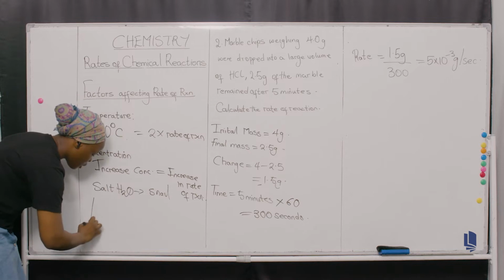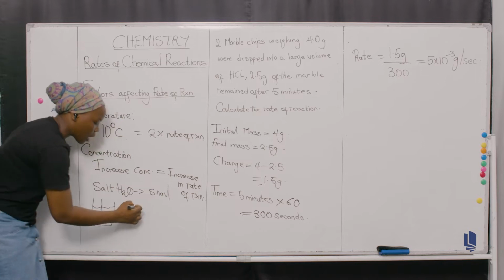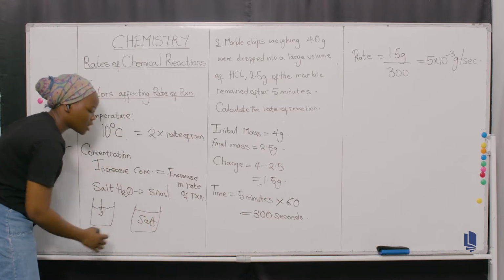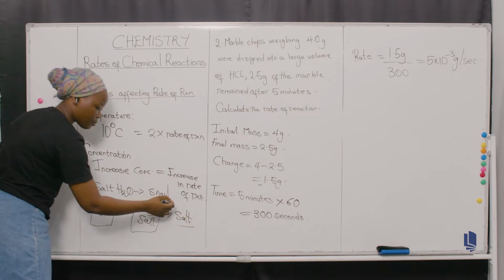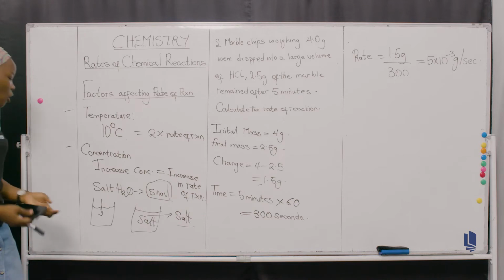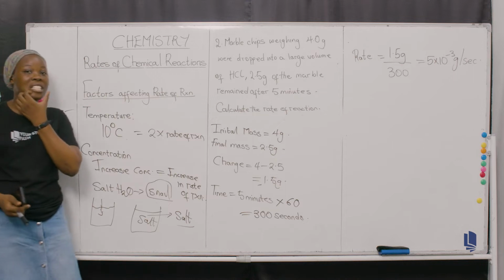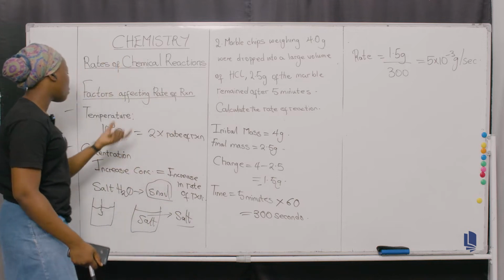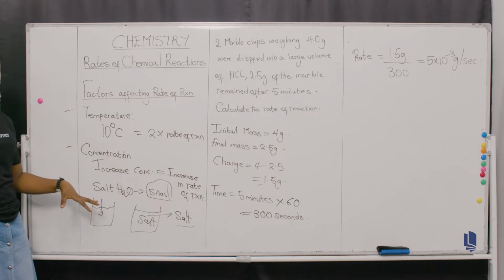If to a bowl of water, you add just a pinch of salt, and to another bowl, a sufficient amount of salt, you would notice that this one would wash off the snail better than the water with just a pinch of salt. Why? Because the concentration of the salt here is greater than the concentration of the salt here. And so we can say that increase in concentration will bring about increase in rate of reaction. So there are two now. We have temperature, we have concentration. This is directly proportional. This is also directly proportional.